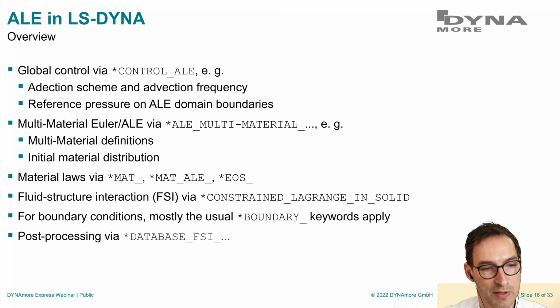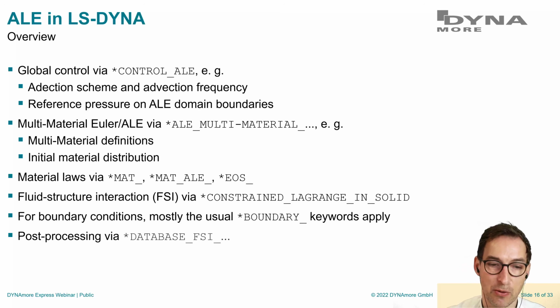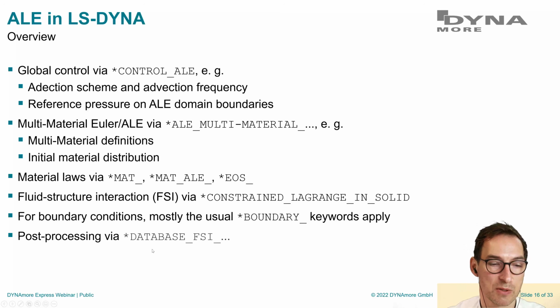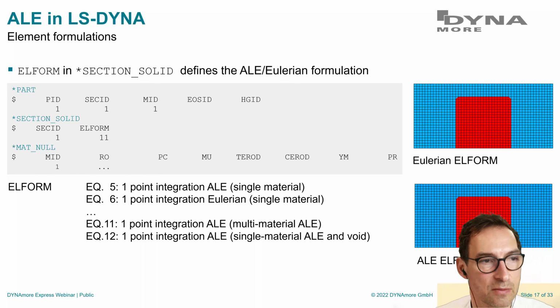I have a couple of material laws, most of them based on the regular mud material, but there are also special ALE materials, which are most often fluid-like materials, and quite often I also need to have an equation of state. I can do fluid structure interaction, or to be more precise, Lagrangian and ALE interaction. For boundary conditions, I can use most of the time the regular boundary keywords, which I have from the finite-element method. And also there are a couple of keywords related to the post-processing, to the output of data, but I get back to this later.